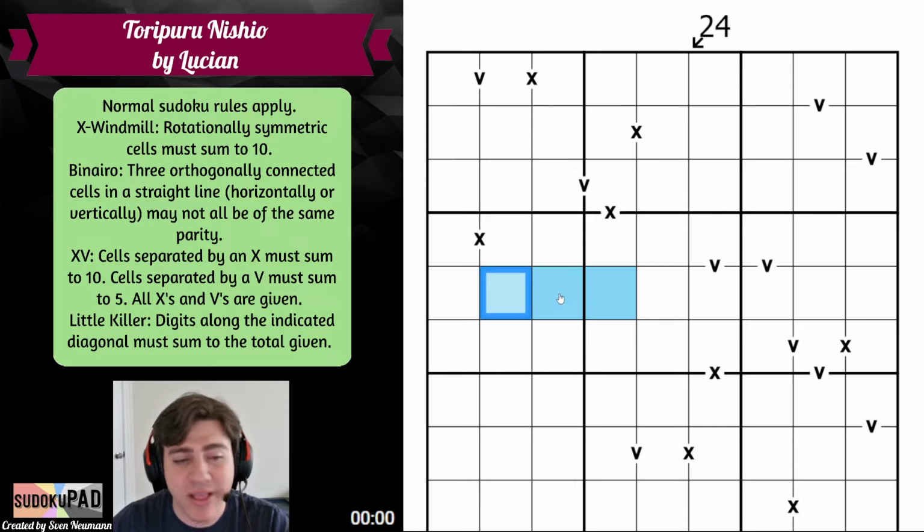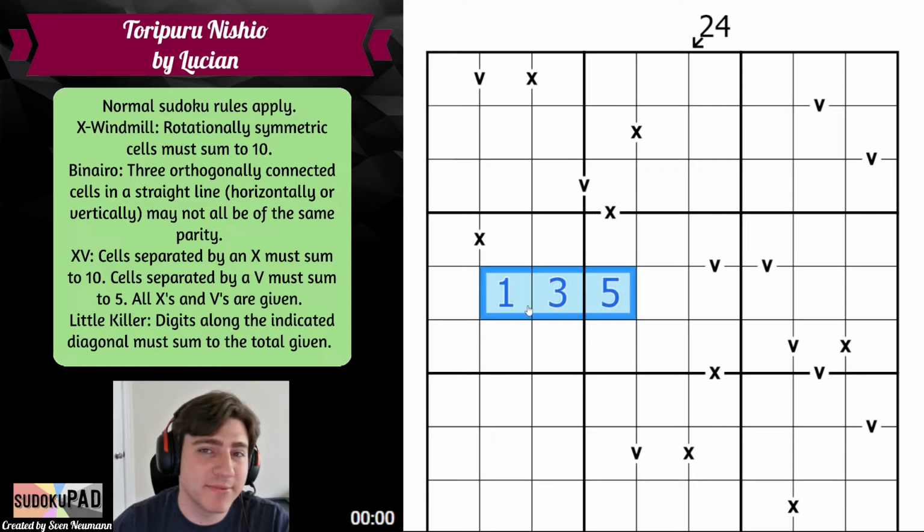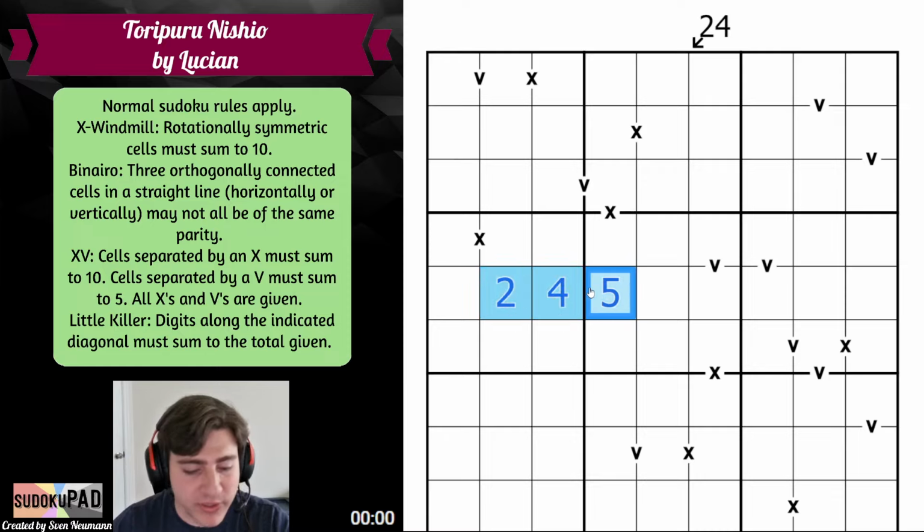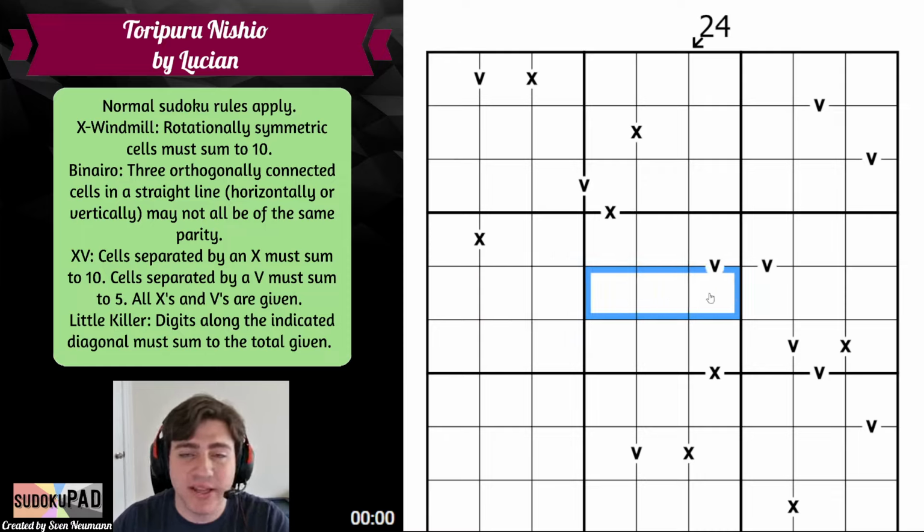So, for example, I'm in color mode still, this can't be 1, 3, 5; there must be some sort of even digit in here to break it up. Or 2, 4, 6 also wouldn't be valid because you need an odd digit in there to break it up. And that is true for any set of three orthogonally connected cells in a straight line, horizontally or vertically.